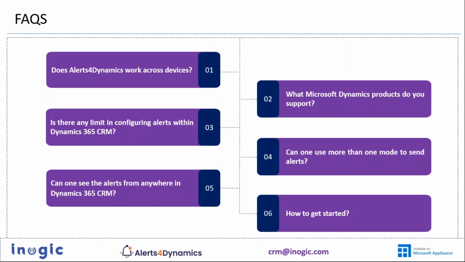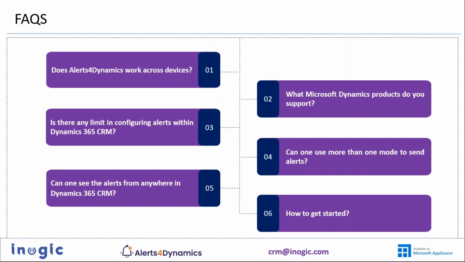Can one see the alerts from anywhere in Dynamics CRM? Yes, that is possible. We have seen just that, like you see a bell icon along with the red dot, which indicates that a new notification has come onto the system. I am able to see that as well. And these are some of the common questions. Can anyone use more than one mode to send alerts? Yes, that is also possible.